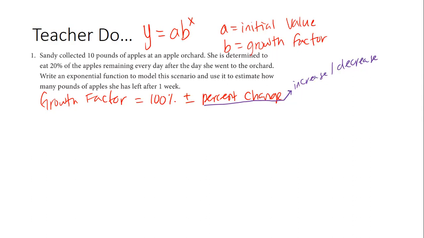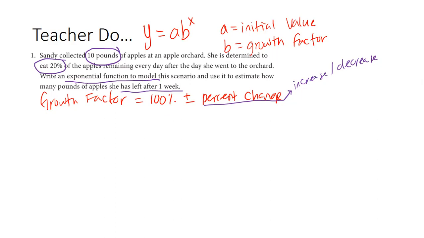Does that make sense? Okay, so Sandy collected 10 pounds of apples at an apple orchard. She is determined to eat 20% of the apples remaining every day after the day she went to the orchard. Write an exponential function to model the scenario and use it to estimate how many pounds of apples she has left after 1 week. Okay, so as far as marking the text, to me, 10 pounds seems like an important detail, right? She's eating 20%. And it wants me to find an exponential model. And it wants me to figure out how much she has left after 1 week.